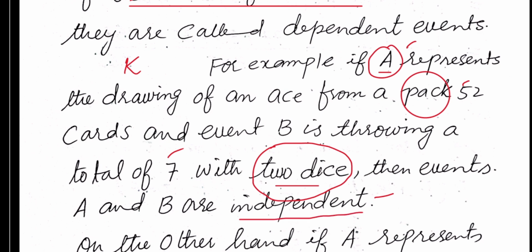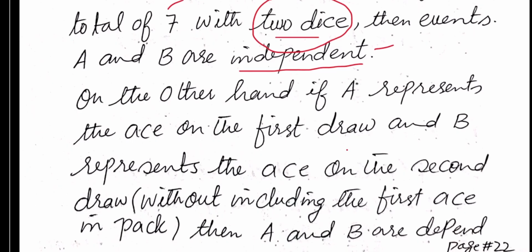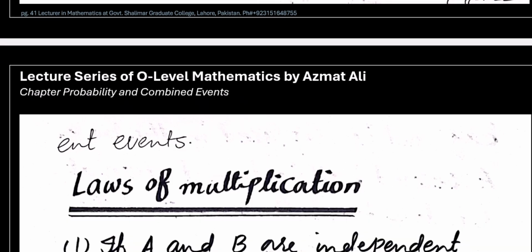On the other hand, if A represents an ace on the first draw and B represents an ace on the second draw without including the first ace in the pack, then A and B are dependent events. This is important. Suppose you pick a card from the playing cards and this is an ace. So the probability of an ace at the first draw is 4 over 52.